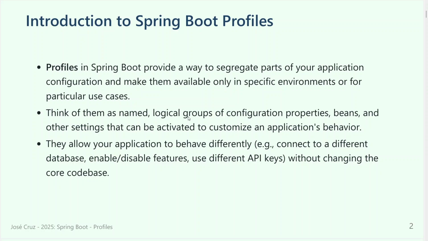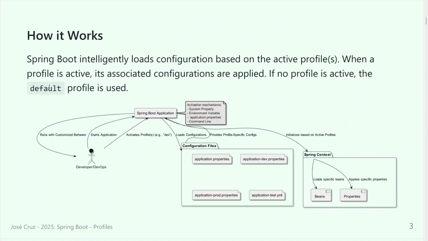And sometimes you want to activate one or the other, or maybe you want to activate 2 or 3 at a time, which is also possible. Or you can even go further and say, okay, I want to activate all of them except this one. And Spring Boot supports this kind of scenario. So how does it work? Spring Boot intelligently loads configuration based on active profiles. So when you activate a profile, all these associated configurations will be applied, and we will see in a moment more details.